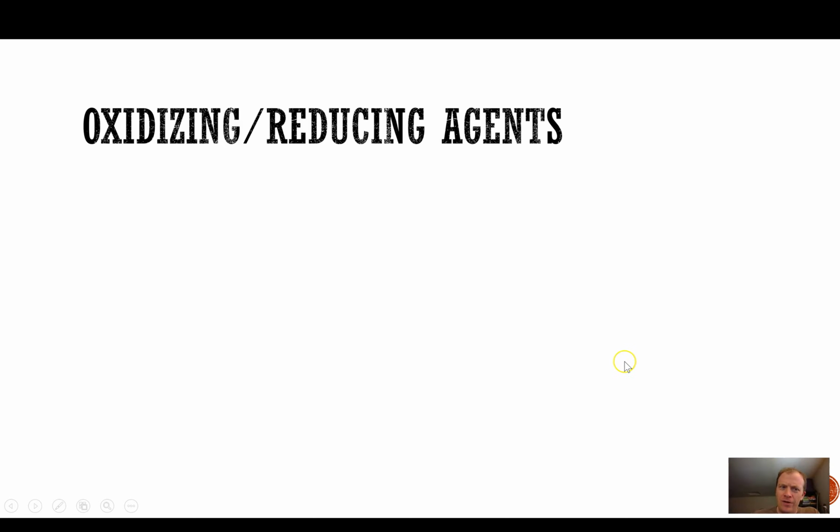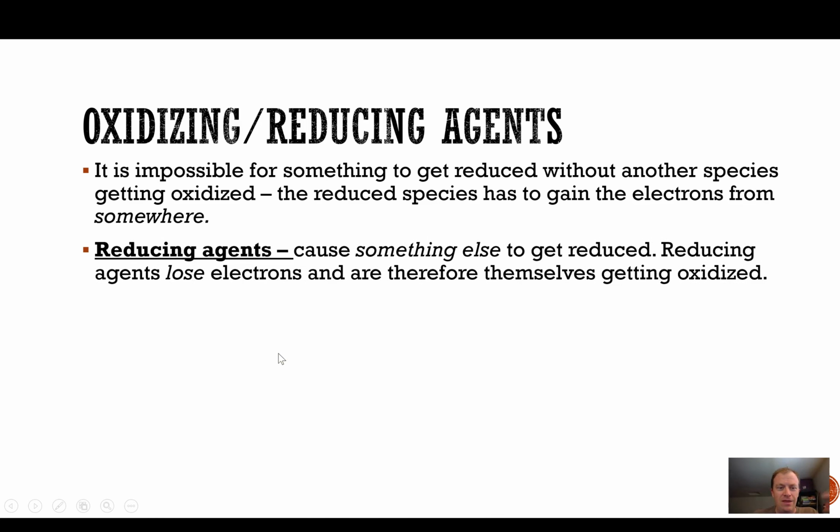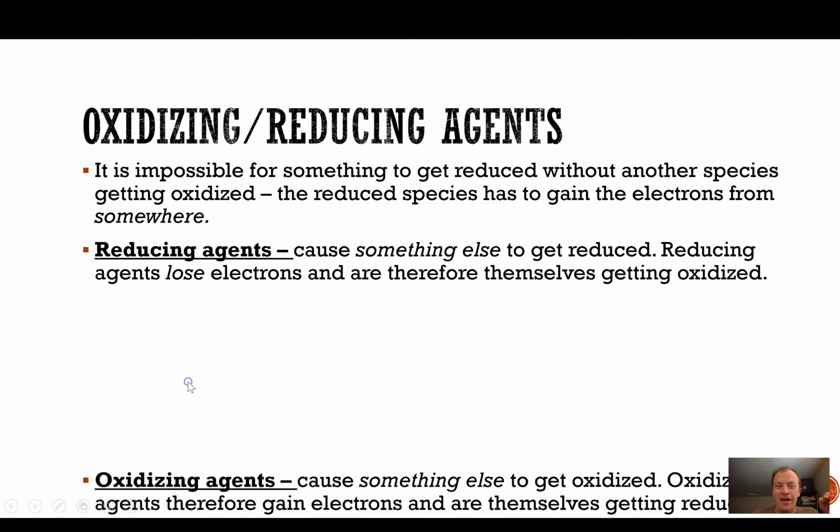So let's look at another term here, another one of these wonderfully confusing terms. In a chemical reaction, matter cannot be created or destroyed, so if one species is gaining electrons, something else has to be losing them. The thing that gets reduced has to get those electrons from somewhere. They can't just come out of thin air. So there are these things that we call reducing agents. Reducing agents cause something else to get reduced. Reducing agents lose electrons and therefore themselves are getting oxidized.